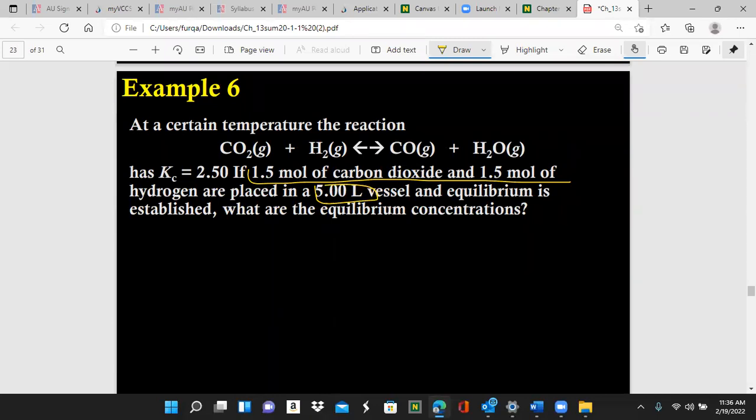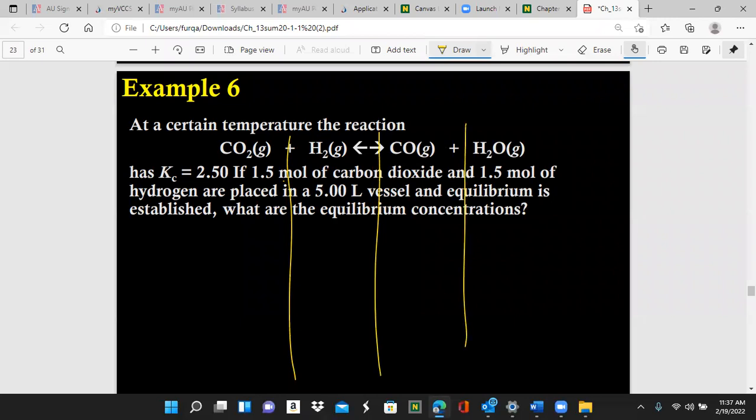We never start with the mole. We start with molarity always. Keep that in your mind. So it's going to be 1.5 divided by 5.00, which is equal to the molarity. So when we start the chart, we will start with the molarity. The molarity is going to be equal to 0.30 molar.